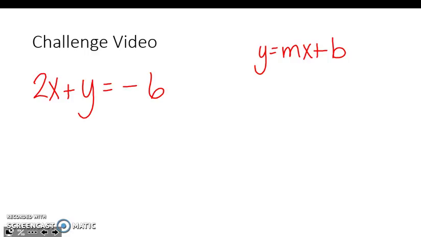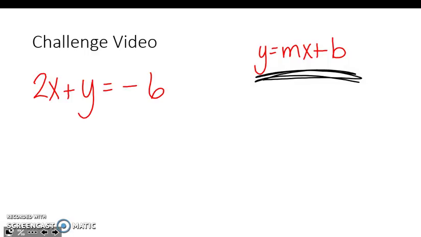But what they want you to do is take 2x plus y equals negative 6, and change it to its equivalent equation in y equals mx plus b form. So we need to get it so that it looks like y equals the slope times the value of x and then the y-intercept. It's a pretty simple process.